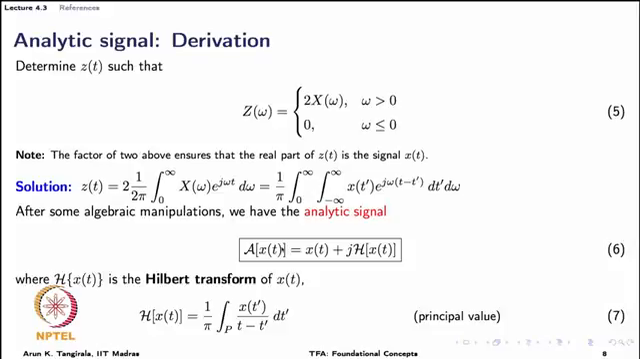Okay. So, the analytic representation of a signal x of t is a complex number whose real part is the signal itself, and the imaginary part is the Hilbert transform.